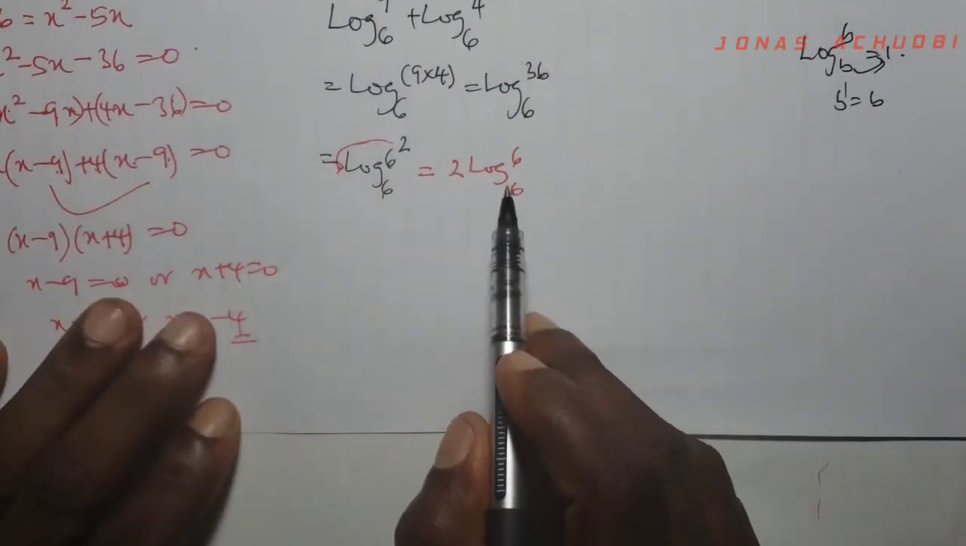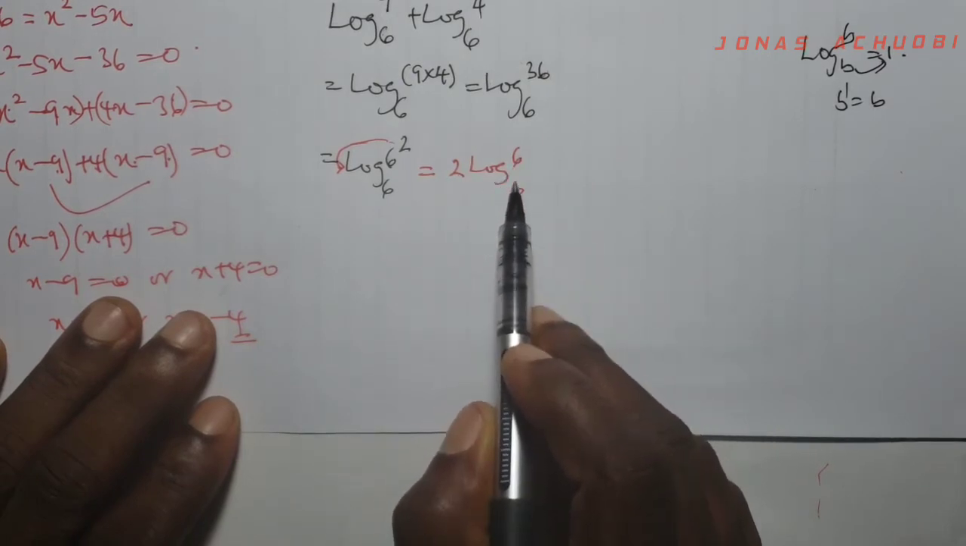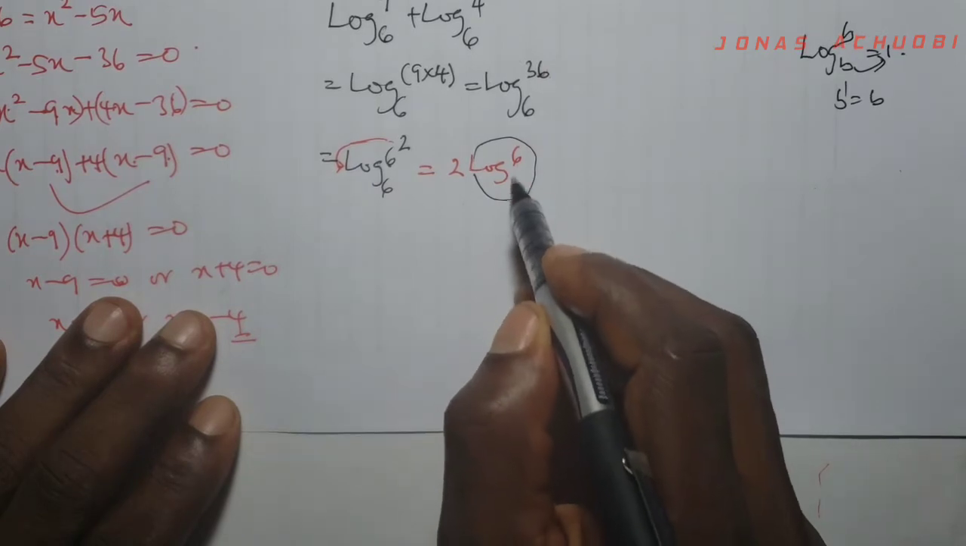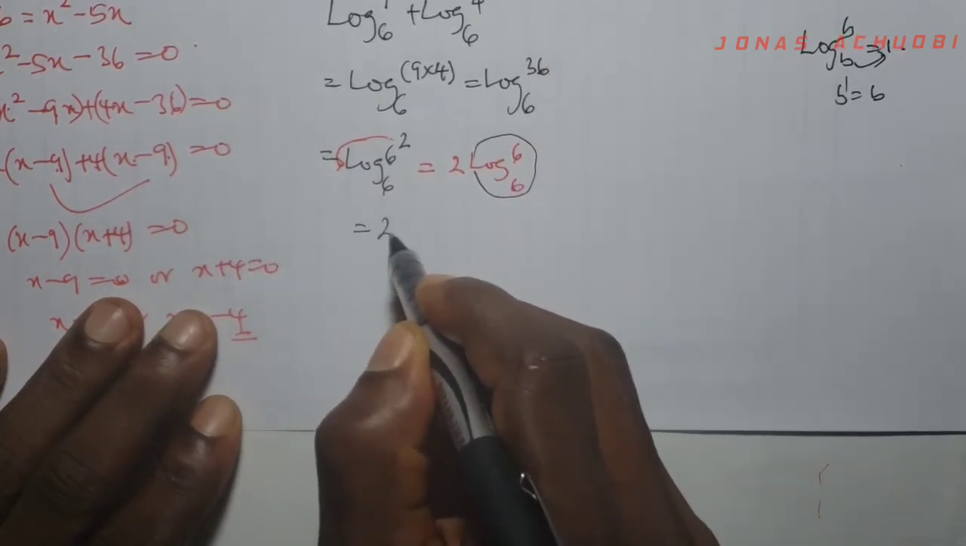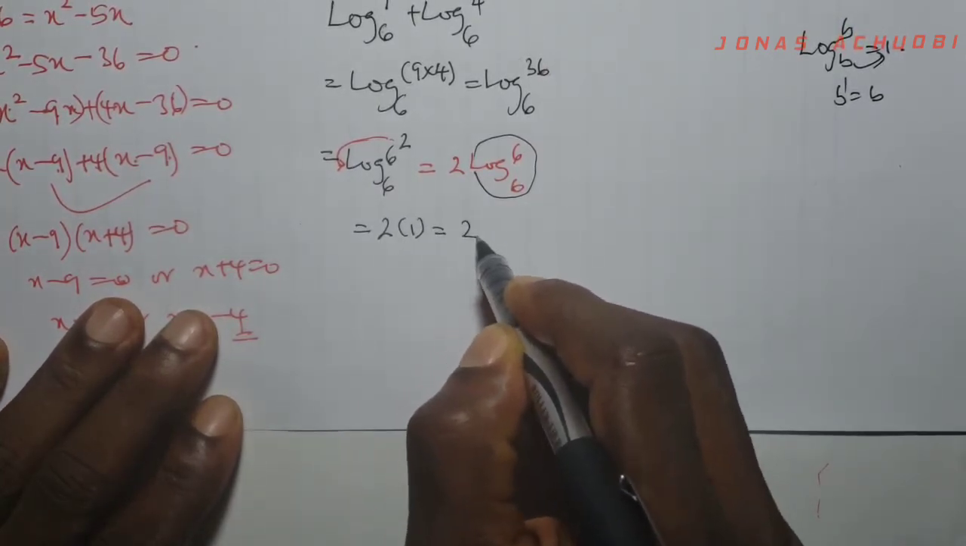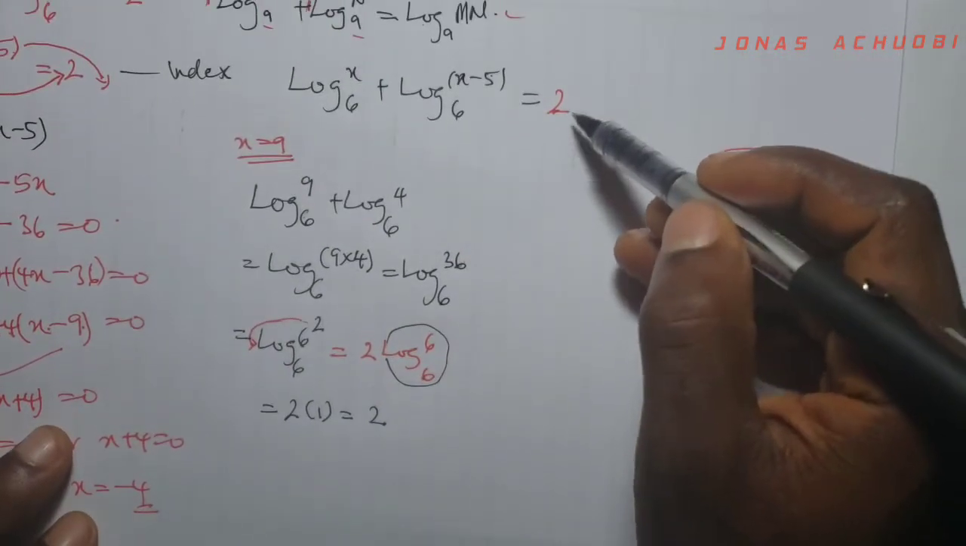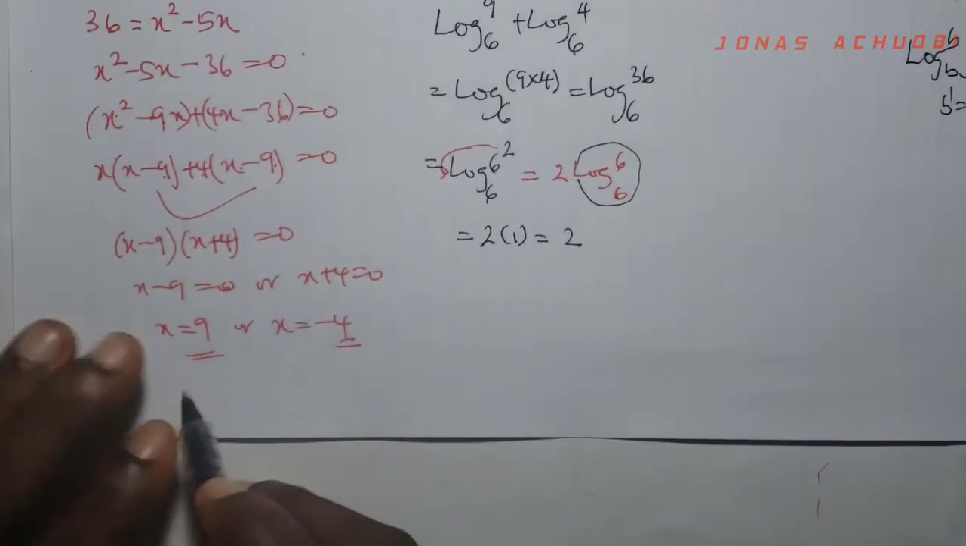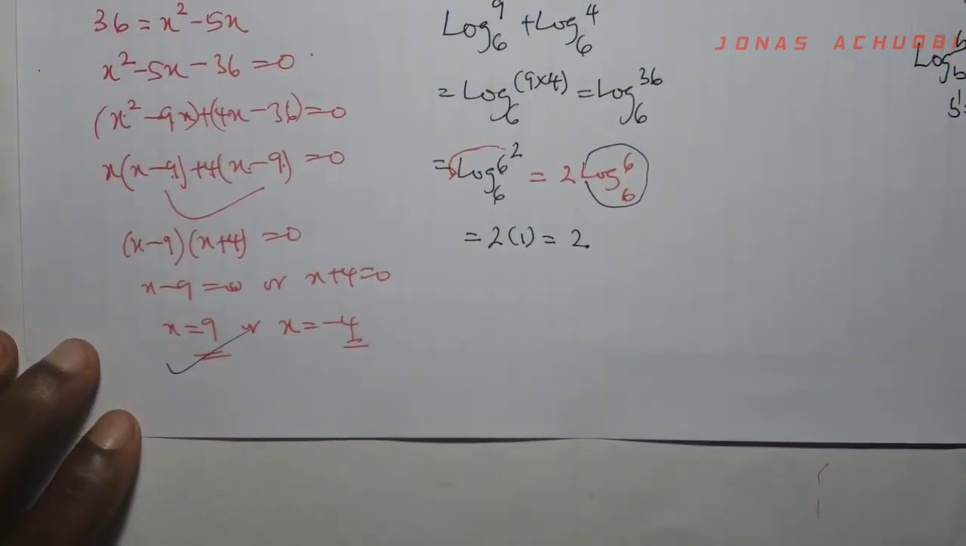If we apply that here, you see that 2 log 6 base 6. Now, log 6 base 6 is log in the same base, and this log is nothing but 1. So this is equal to 2 times 1, equal to 2. And that's what we had on the right hand side of our equation. That tells us that x equal to 9 is a correct solution.